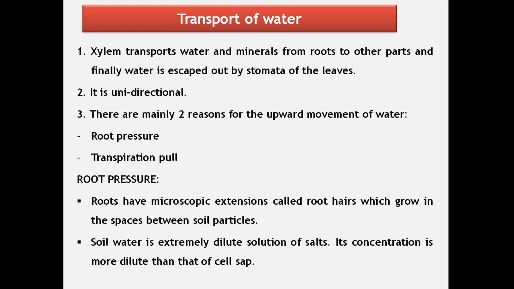Let us discuss first the transportation of water. As already told, it is by xylem vessels. Xylem transports water and minerals from roots to all other parts, and finally water escapes out from the stomata of leaves. From the roots, it is transported to the stem, and from the stem to the leaf, and from the leaves to the outside. It is unidirectional, that means only one way, from roots to leaves. It cannot come down from leaves to roots again.